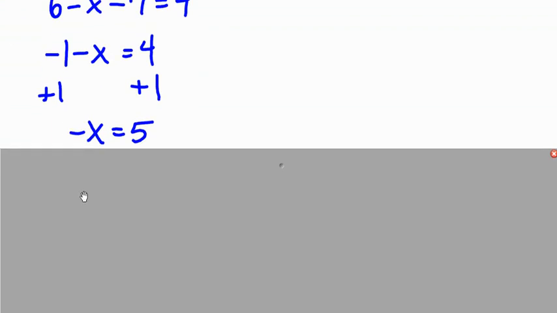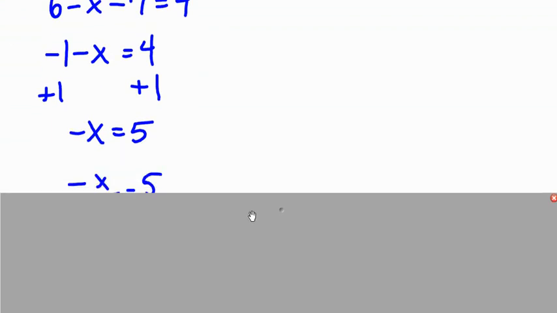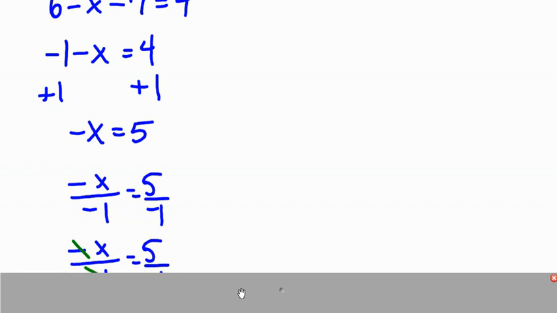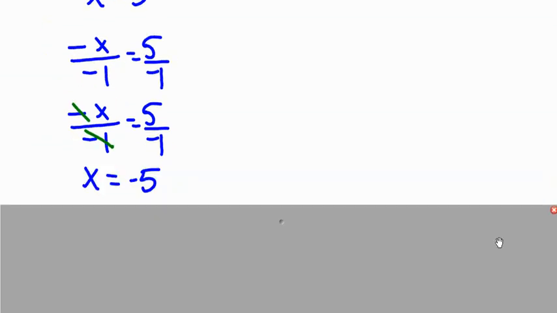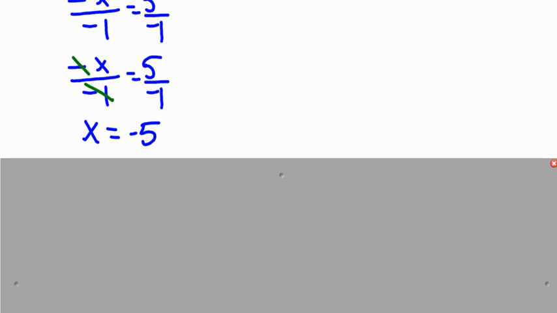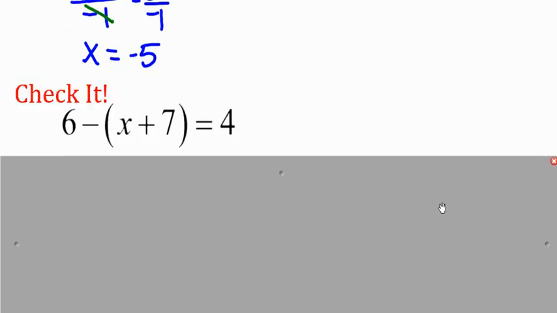So a negative divided by a negative is a positive. And a positive divided by a negative is a negative. So x equals -5. Again, to verify that this is true, we'll substitute it back into the original equation where we see x and make sure it's balanced.